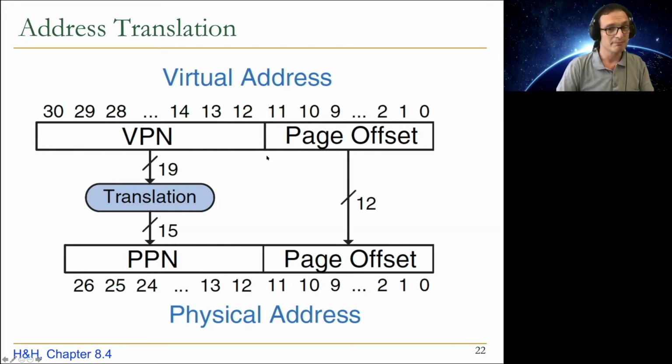So the bottom part of the bits is the page offset. This is very similar to the byte-in-block in caches, for example. It's 12 bits. That's 4 kilobytes, right? So the page offset doesn't get translated during the translation process, but the virtual page number gets translated into a physical page number or physical frame number. And that translation is done by the page table, essentially.